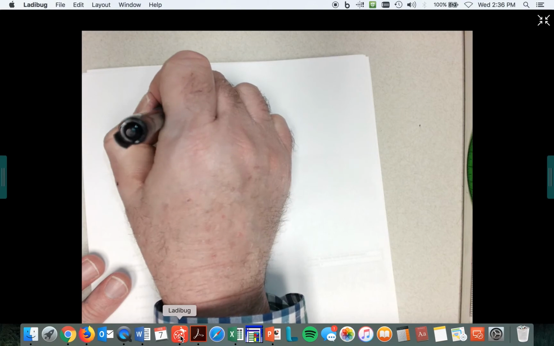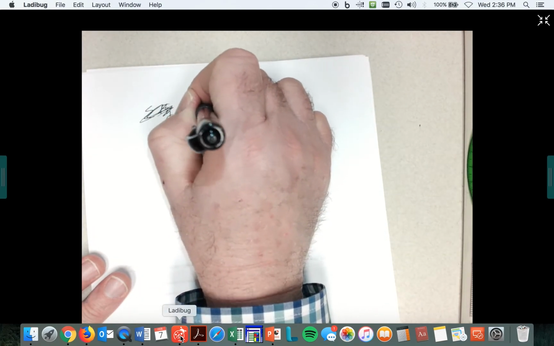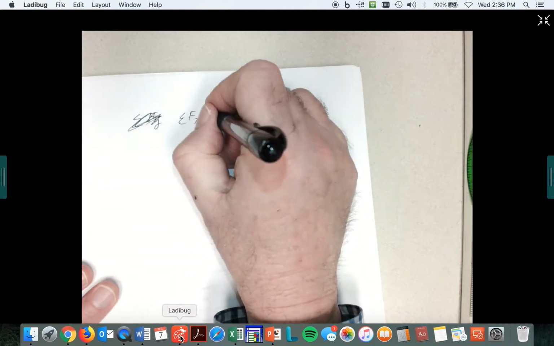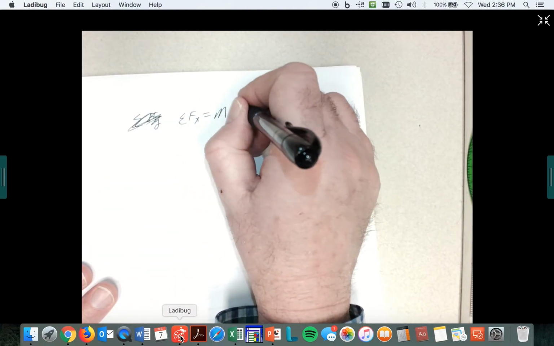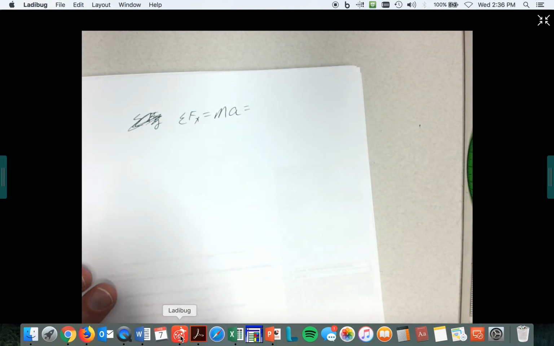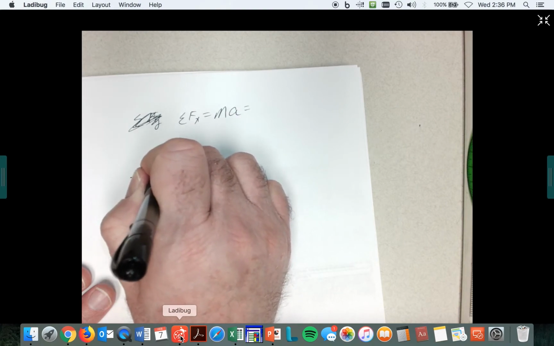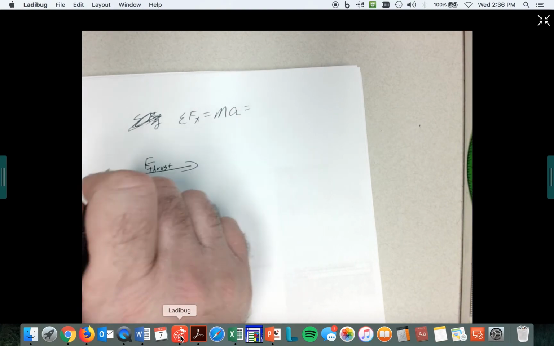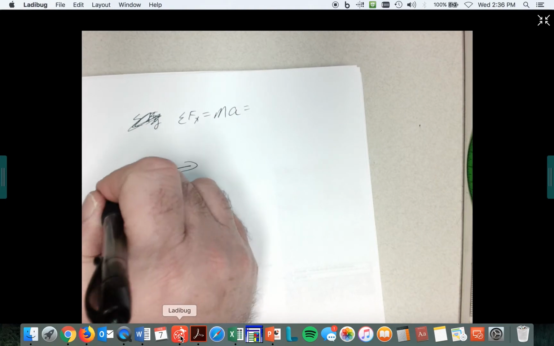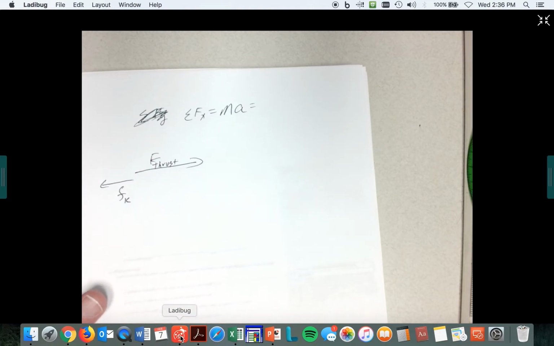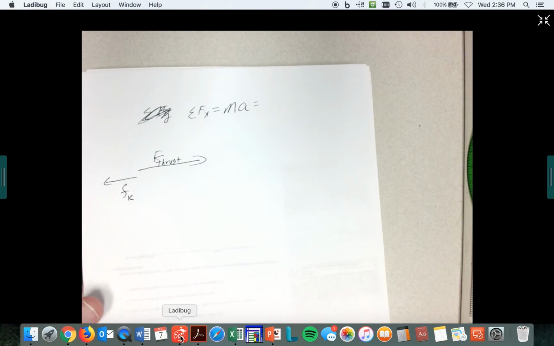The sum of the forces in the x direction is equal to the mass of the rocket times its acceleration, which is equal to the thrust pushing it. Here's the thrust. Force of the thrust is going this way. And then the frictional force is opposing that motion. F of K, sliding frictional force. We'll talk more about actually calculating the frictional force and what it all means. But right now we just know there's an opposing frictional force there.